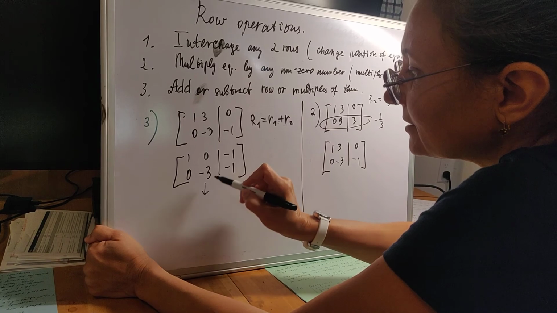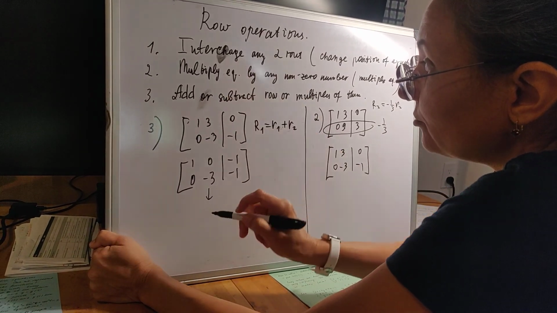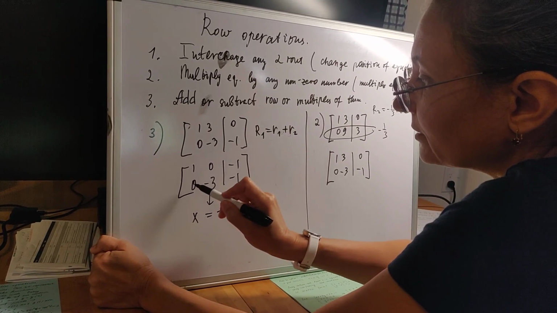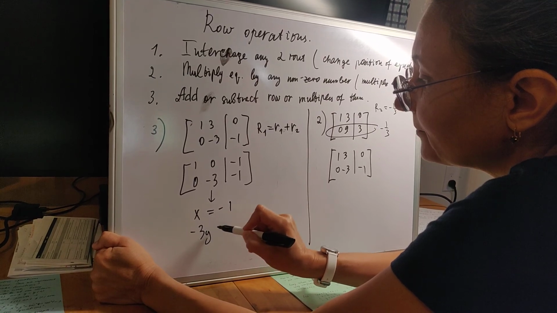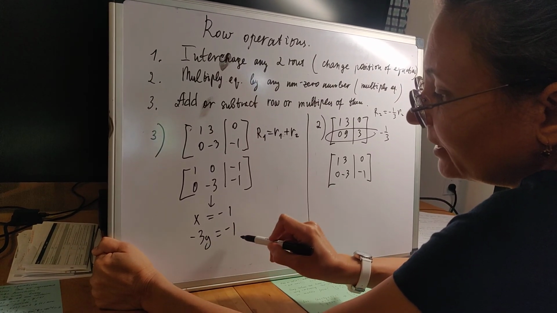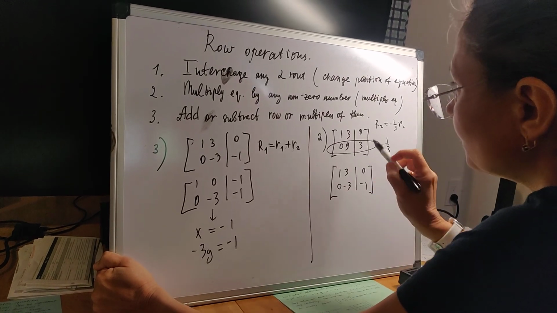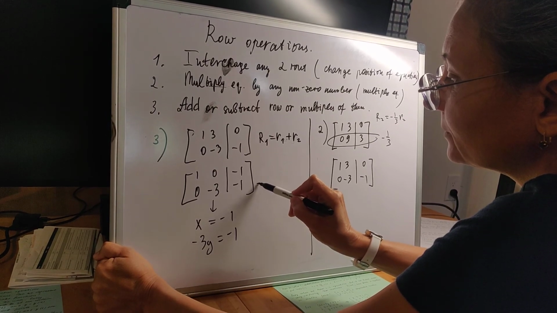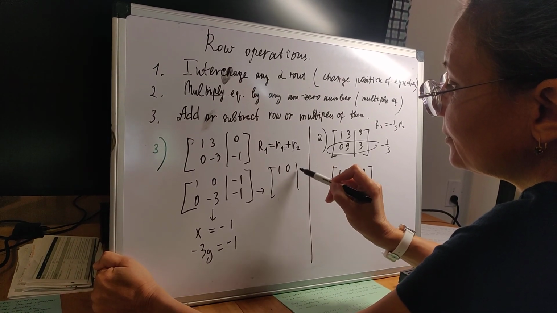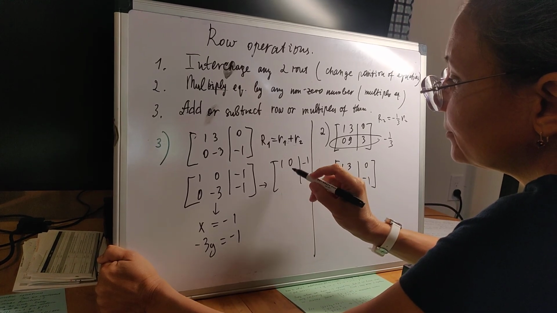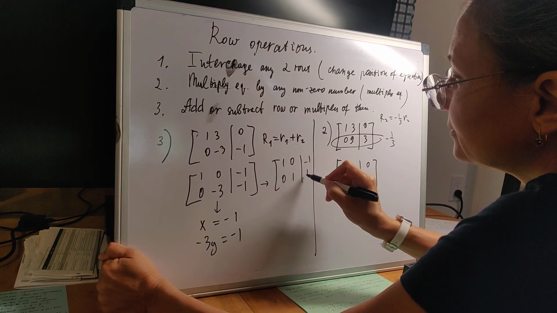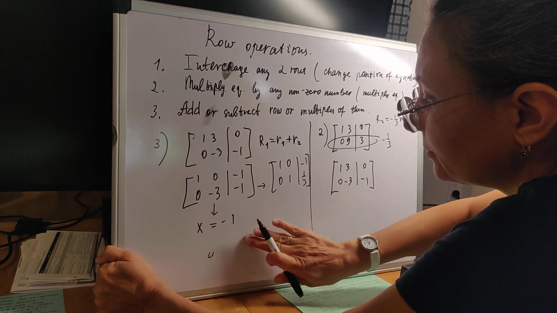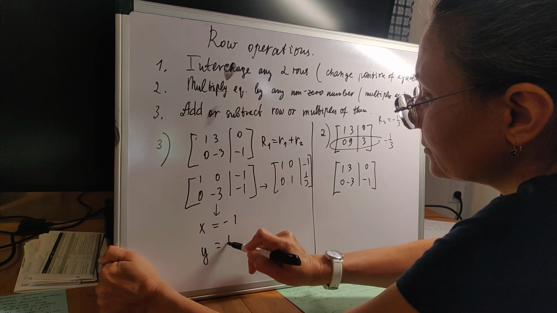I'm going to convert this system I got back to equation form. So what is this? That's x, right? 0x minus 3y equals negative 1. If I divide this row by negative 3, which I can always do by rule number 2, I'm going to get here 1, 0, negative 1, and 0, 1, 1 over 3. So basically, guys, instead of the second equation, I'm going to have a solution: y equals 1 over 3.